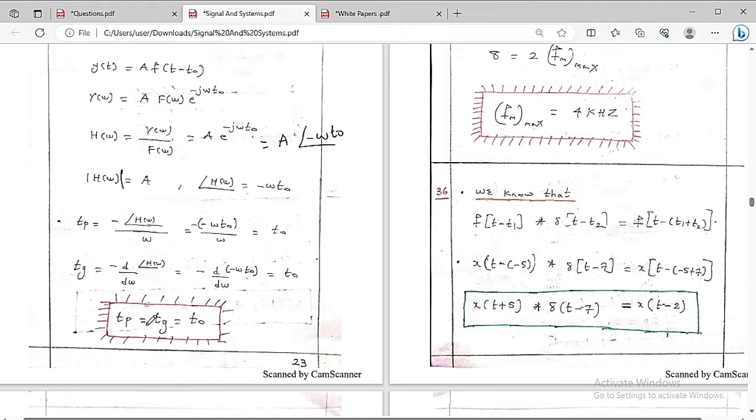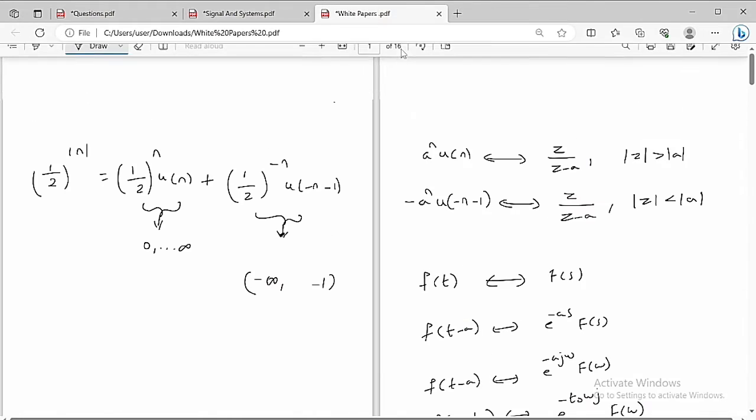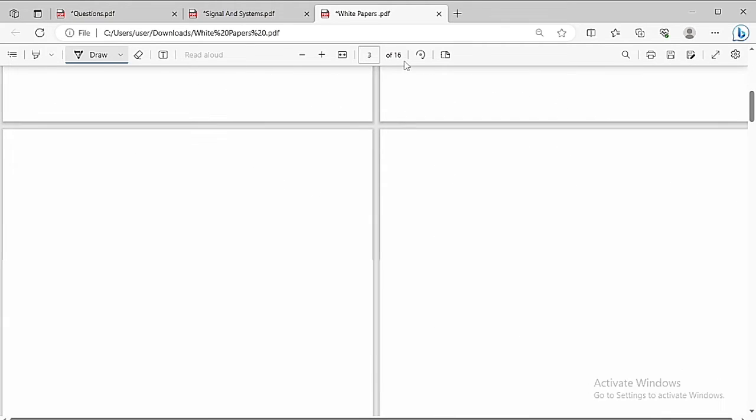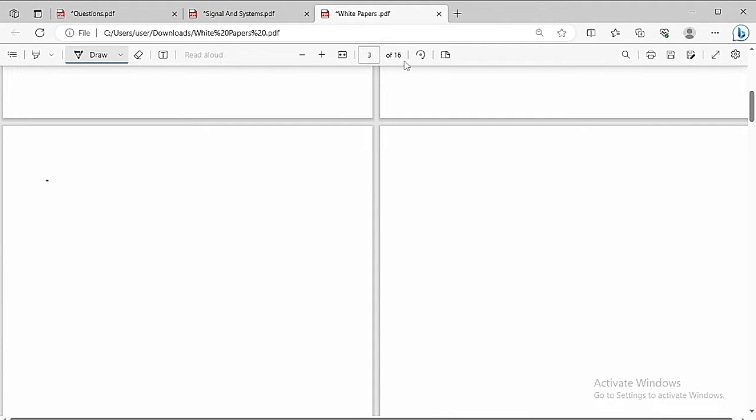For a linear phase system, I want you to remember only these three important formulas. For a linear phase system, the phase angle of H of omega is equal to minus omega t naught, and the phase delay is equal to minus the phase angle of H of omega by omega, and the group delay is equal to minus d by d omega of the phase angle of H of omega. If you remember these things, everything is simple.